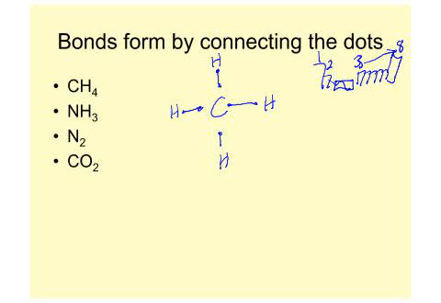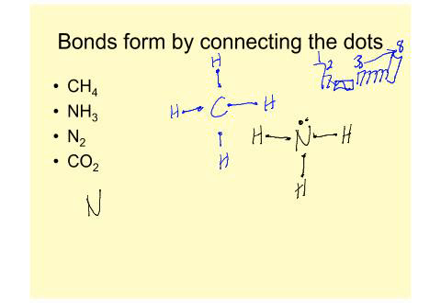Ammonia is NH3. N, 1, 2, 3, 4, 5. H, every H has 1. I'm going to aim them at the single electrons. And then connect the dots.